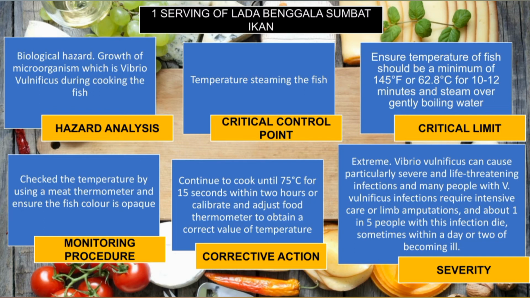Critical control point, temperature steaming the fish. Critical limit, ensure temperature of fish should be minimum 145 degrees Fahrenheit or 62.8 degrees Celsius for 10 to 12 minutes and steam over gently boiling water. Monitoring procedure, check the temperature by using a meat thermometer and ensure the fish colour is opaque. Corrective action, cook until 75 degrees Celsius for 15 seconds within 2 hours or calibrate and adjust food thermometer to obtain the correct value of temperature. Severity, extreme, because Vibrio vulnificus can cause severe and life-threatening infection and many people can die.